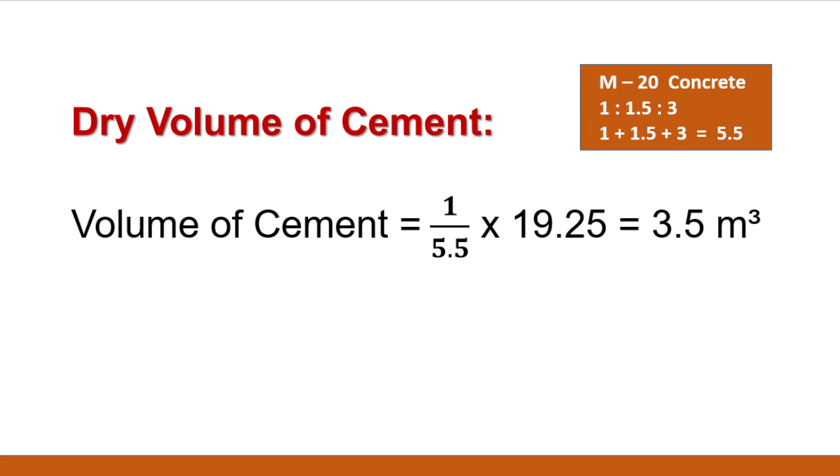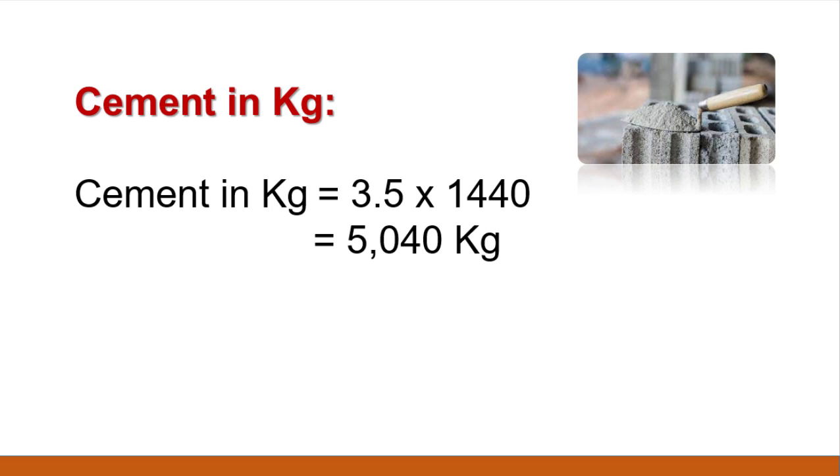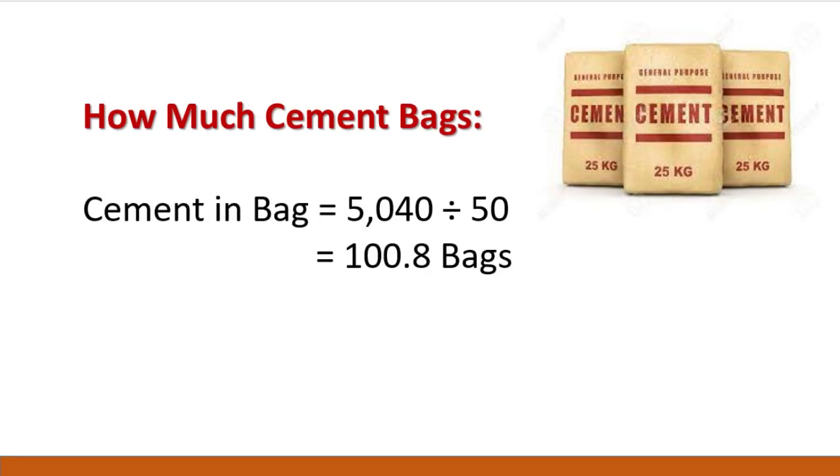Here we got the volume of cement, but cement is not sold by volume, cement is in kilograms. So here we have multiplied the density of cement, which is 1,440 kilograms per cubic meter, with the volume of cement. But cement is generally in 50 kilogram bags. So how many bags will be required? We will simply divide it by 50. Here you will get that answer.